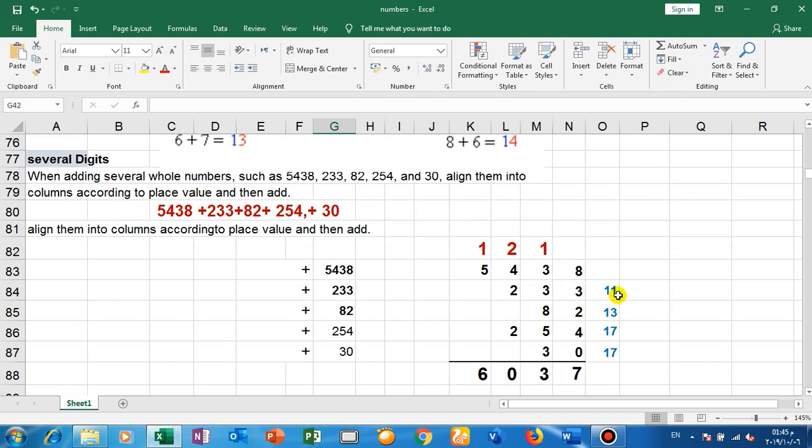8 plus 3 is 11. 11 plus 2 equals 13. 13 plus 4 is 17. 17 plus 0 is 17. So we write here 7 and carry over 1 to the 10s place. 1 plus 3 is 4, plus 3 is 7, 15, 20, 23, write 3 and carry over 2 to the 100s place. 2 plus 4 is 6, plus 2 is 8, plus 2 is 10, write 0 and carry over 1. 1 plus 5 is 6.